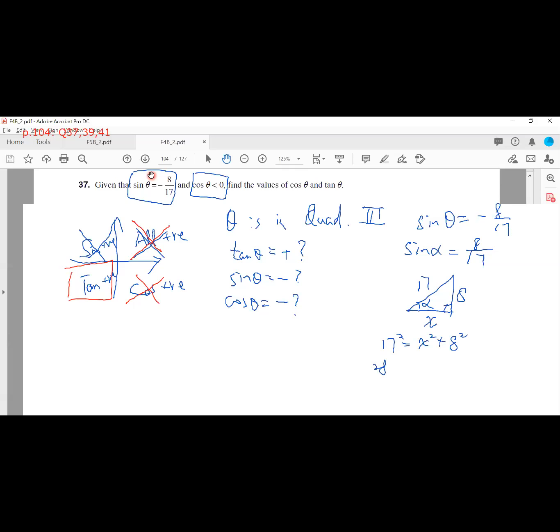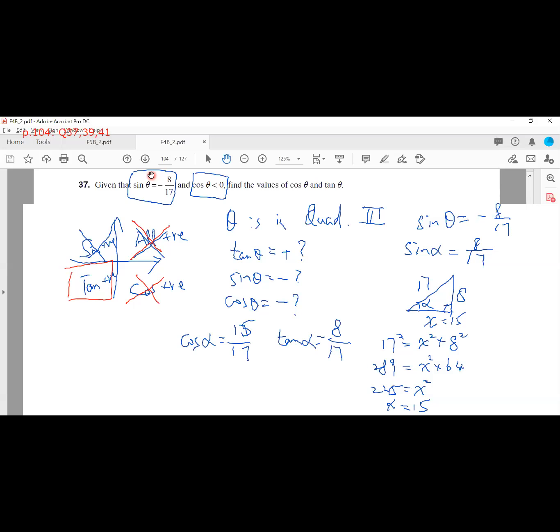So 289 is equal to x squared plus 64. And then 225 is equal to x squared. x is equal to 15. So this is 15. Okay. And now we can find the cosine alpha and tangent alpha. Cosine alpha is adjacent side over hypotenuse, 15/17. And then tangent alpha is opposite side over adjacent side.